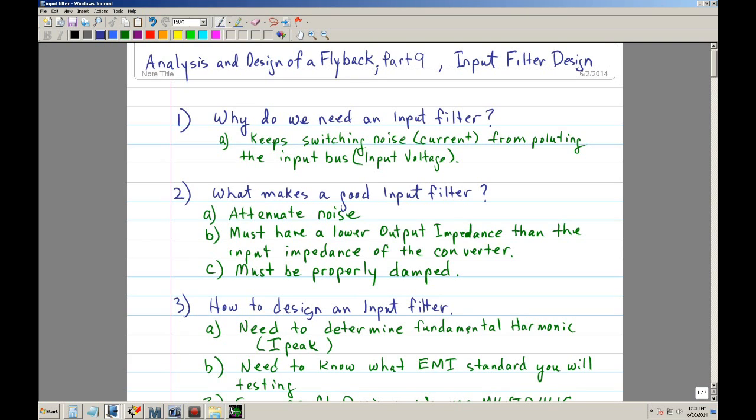Hi, welcome to Analysis and Design of a Flyback. This is part 9 and the topic will be input filter design.